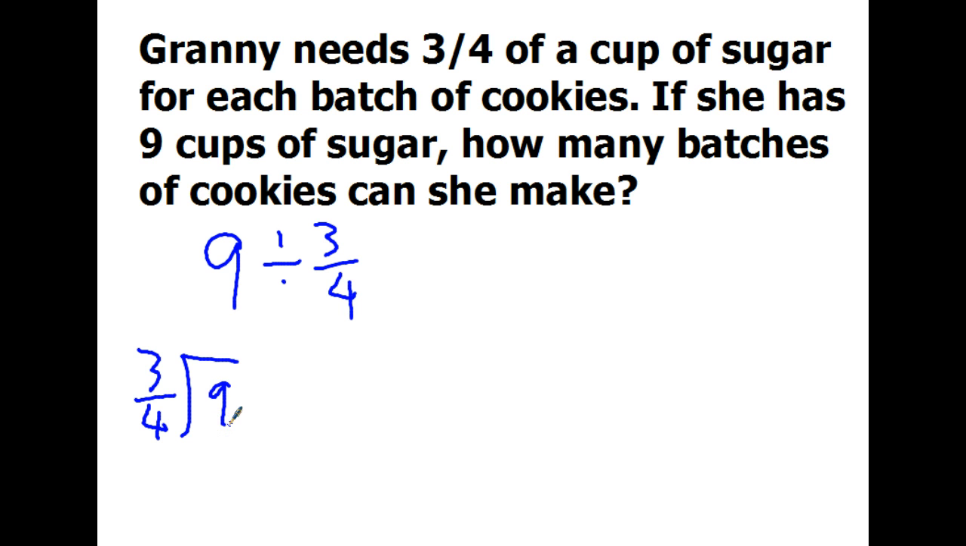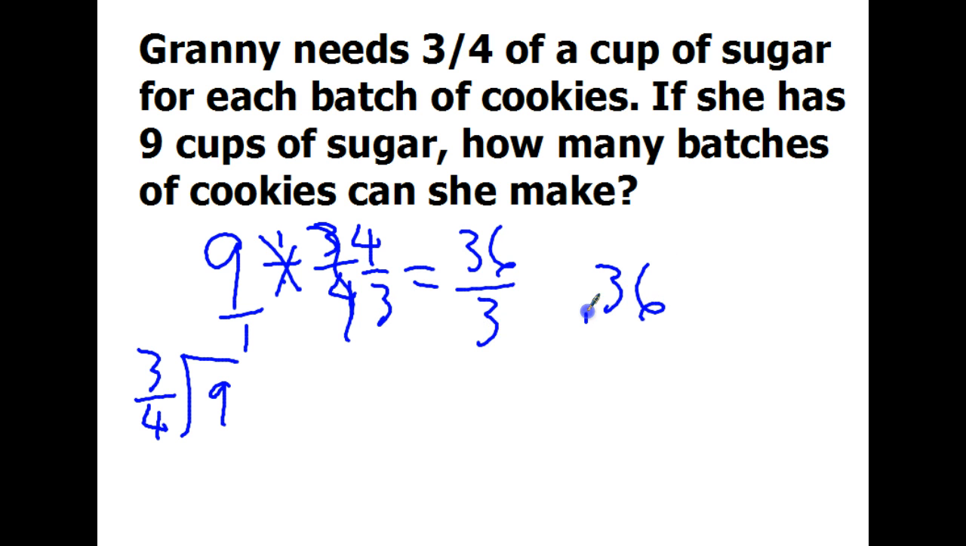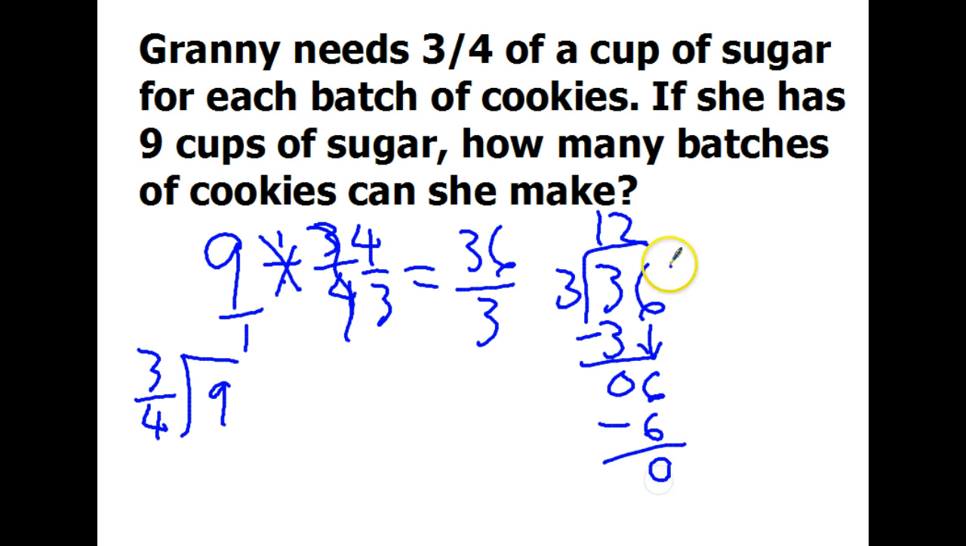So I'm going to do my keep, change, and flip. And now I have 9 times 4 is 36. 1 times 3 is 3. Divide it out. There's 1 3 and 3. Bring down my 6. 2 3s and 6. No remainder. Granny is going to be able to make 12 batches of cookies.